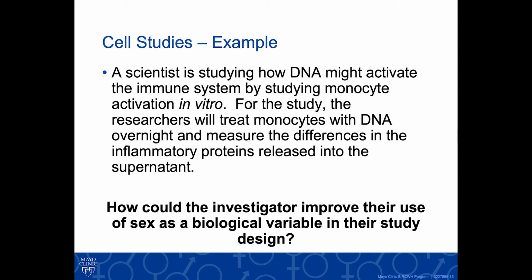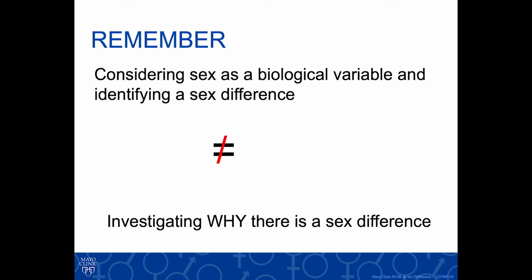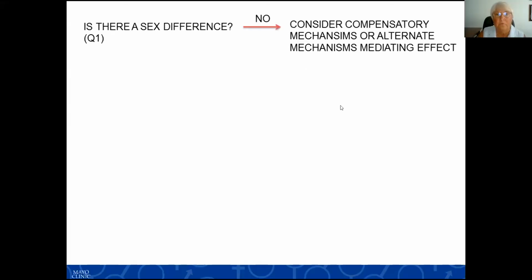Now, I'm hoping as you look at some of these that you can look at your own research and develop your own questions in terms of how sex might influence that design. So you have to keep in mind that considering sex as a biological variable and identifying a sex difference is not the same as investigating why there is a sex difference. So if this is really the question of why there is a sex difference, the design of the experiment is going to be a little bit different and needs to be powered. The number of animals need to be arranged a little bit differently than if you're just observing that there is a sex difference or considering it as an interactive component of your outcome.